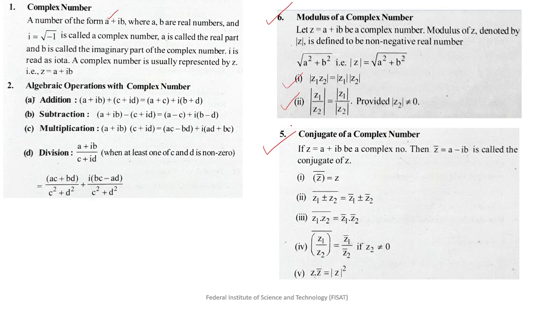Next is conjugate of a complex number. If z equal to a plus ib, then z bar equal to a minus ib. It is called the conjugate of z. It has certain properties. The notable ones are z bar bar is equal to z and also z into z bar equal to mod z square.